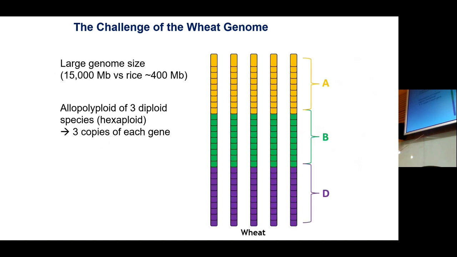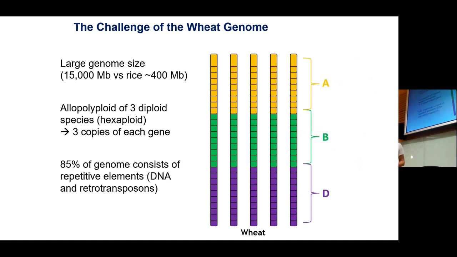In addition to that, we have some other compounding factors. One being that the hexaploid wheat genome is, well, a hexaploid, so it's an allopolyploid, meaning that 3 diploid progenitor species were combined in a single species. So you actually have 3 separate genomes in there, all with their own genes. So usually it means you have 3 copies of every gene.